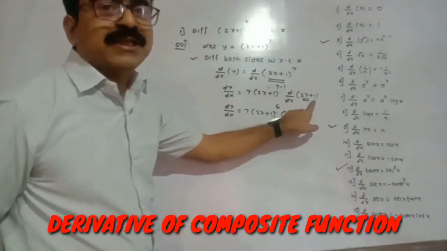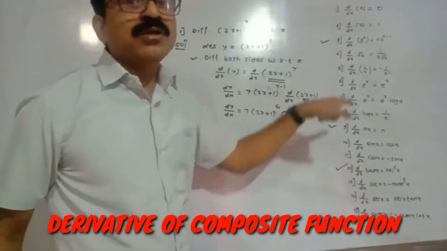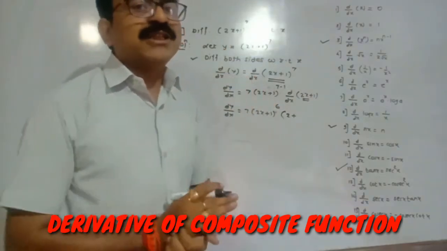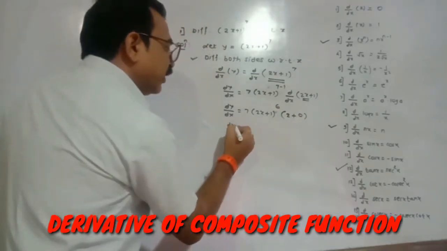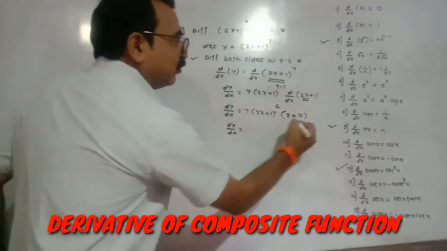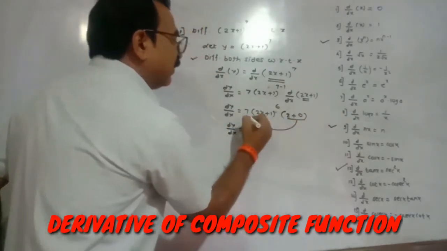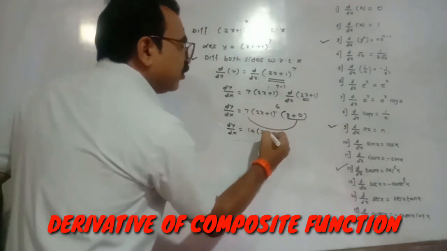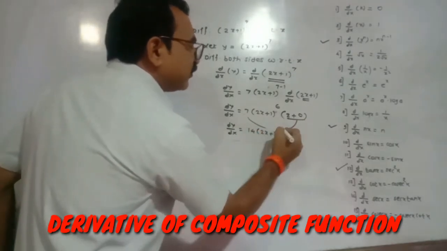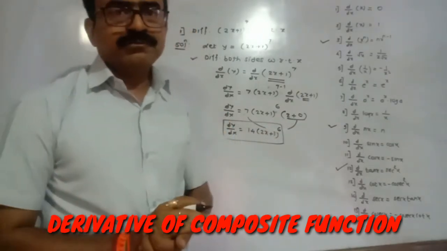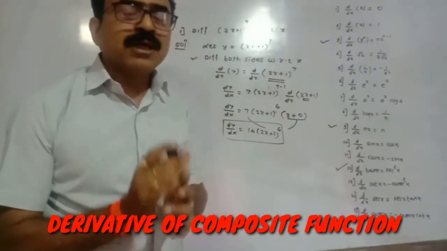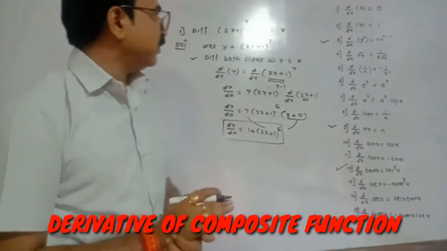1 is a constant, and according to this rule, the derivative of a constant is taken as 0. So write down 0. So dy by dx is equal to 2 plus 0, which means 2. 2 multiplied by 7 means 14, times (2x + 1) raised to power 6. So friend, this is your required answer. Is that clear? Now let us take one more example.